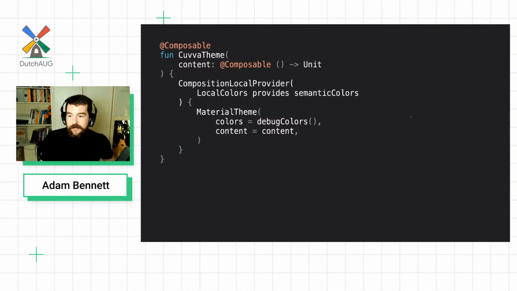But you can use this to provide all kinds of things. It's not just limited to colors. We use it to provide typography. We use it to provide elevation and shapes. And we're considering using it to provide strings.